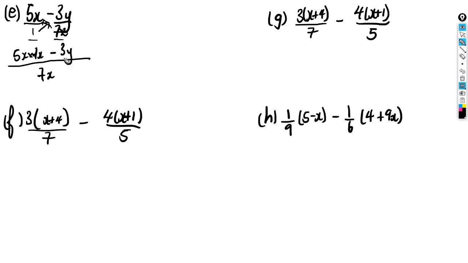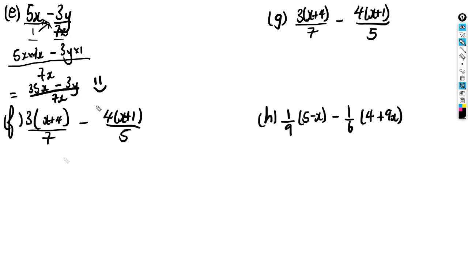So it's 3y multiplied by 1. And we're going to actually end up with the answer being 7 times 5, which should give us 35x minus 3y all over 7x. And that's the answer.